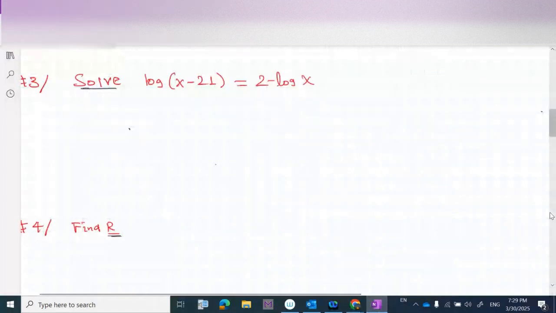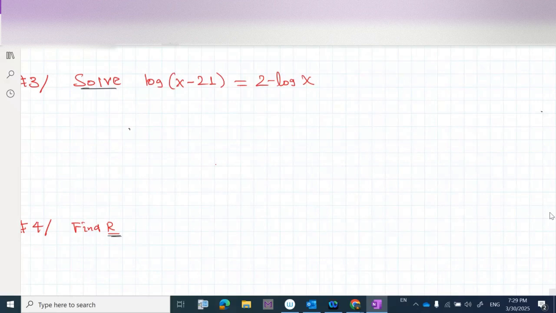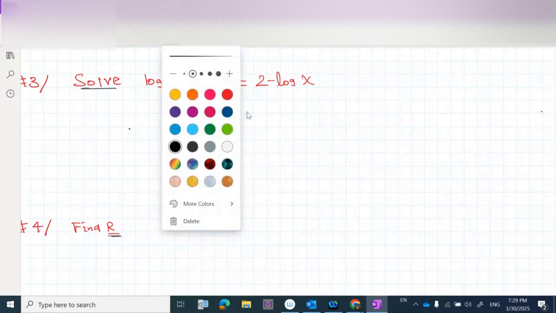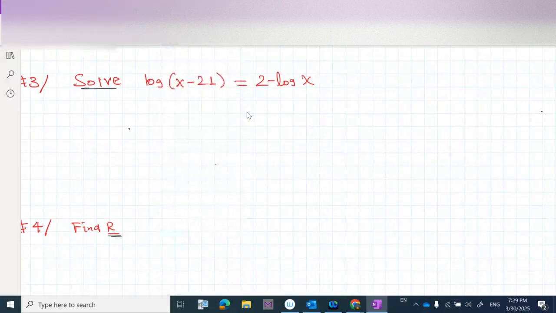Okay, let's continue to question number 3. As you can see, question number 3 says solve the logarithm of x minus 21 is equal to 2 minus log x. All right, so first, we have to combine like terms. I have log x here, and then I have log of x minus 21 here.